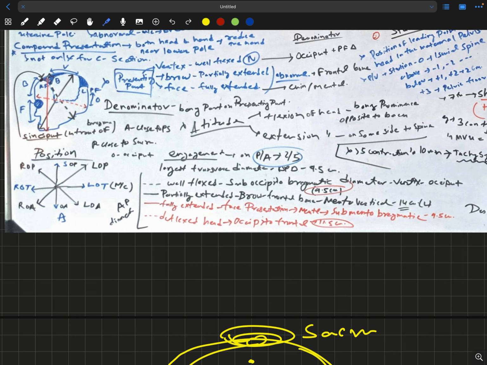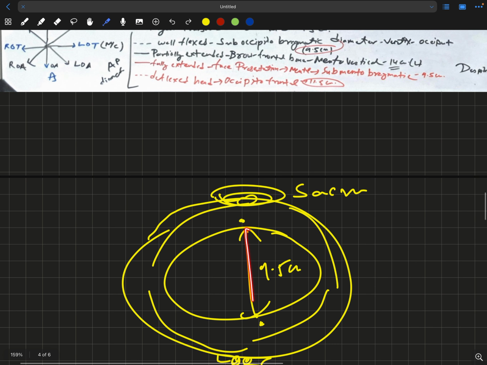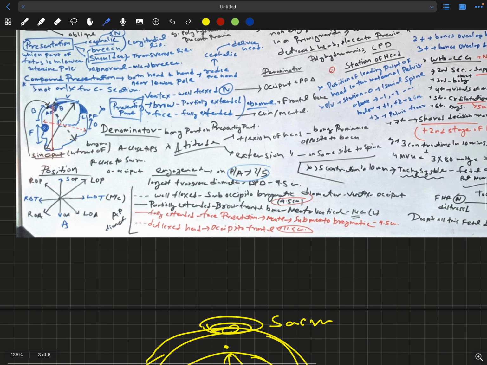Suboccipitobregmatic is also 9.5. Now we have the occipitofrontal. This is occipitofrontal. In case of a deflexed head, this is 11.5. So the rule is: this is 9.5, this is 9.5, this is 14, this is 11.5, and biparietal diameter is 9.5. So these are all the diameters.